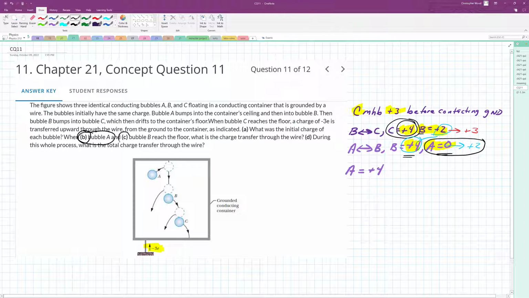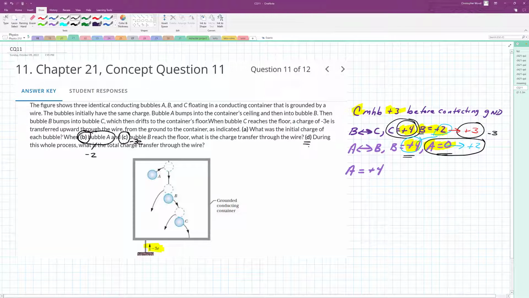Part C is asking how much charge flows through the wire when bubble B makes contact with the floor, and that answer is sitting right here. Positive 3 is the charge on bubble B, so negative 3 must be the charge flowing through the wire to neutralize bubble B's positive 3 charge. So part C was negative 3. Part B is negative 2.